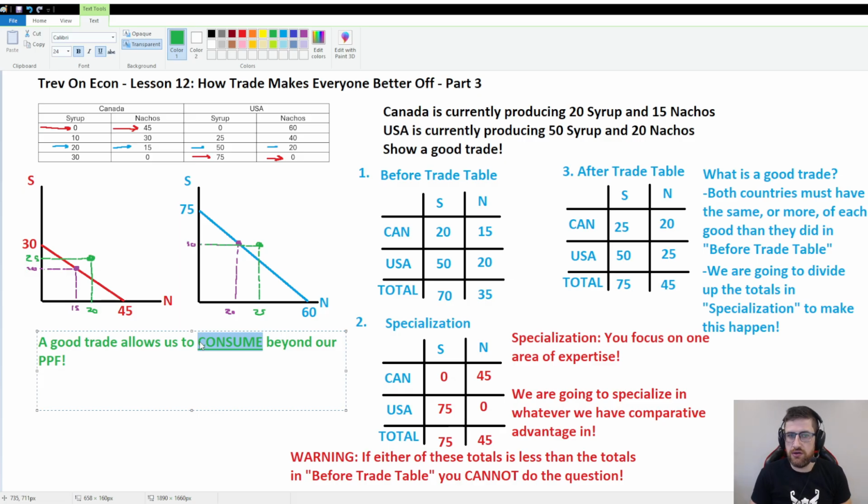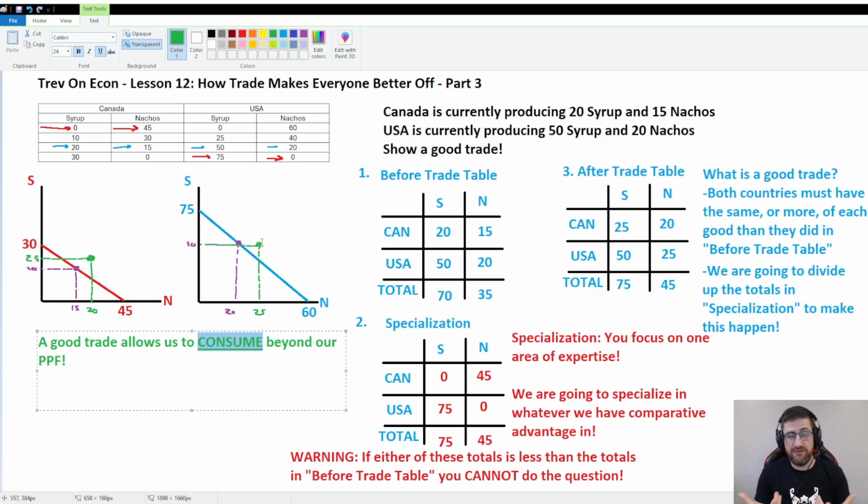We're just using what we do have more effectively and leveraging our allies to get us to where we need to be, which again is beyond our PPF. This is much easier to do than figuring out economic growth.